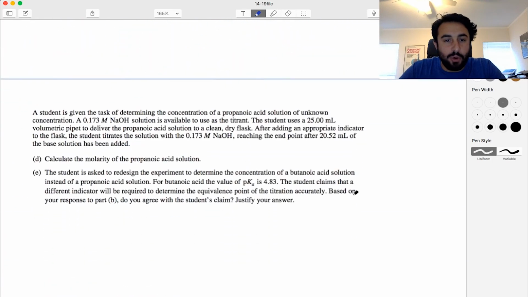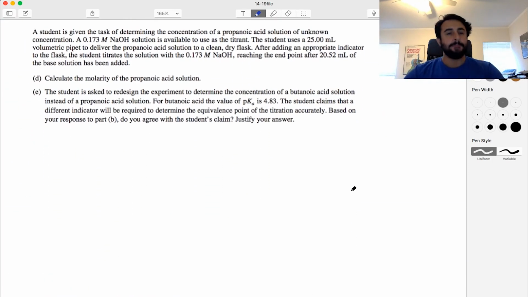Okay, we just have 2 more here that are part of the same thing. Now, a student is given the task of determining the concentration of a propanoic acid solution of unknown concentration. We're trying to find the concentration of the propanoic acid. That is the analyte. But we have 0.173 molar sodium hydroxide as a titrant. So we know the concentration of the titrant. We have 25 mL of propanoic acid. We're transferring that to a clean dry flask.